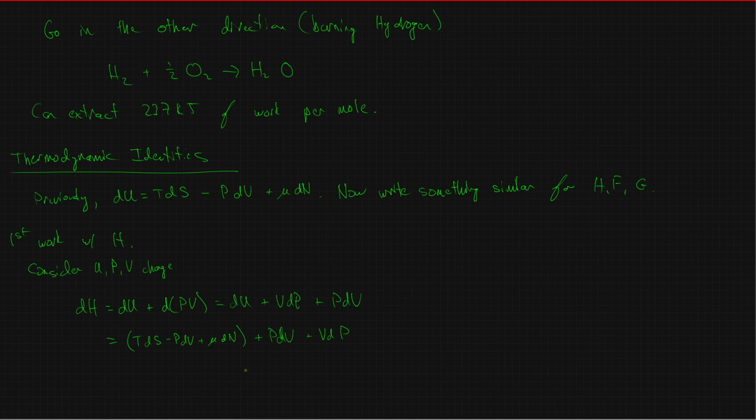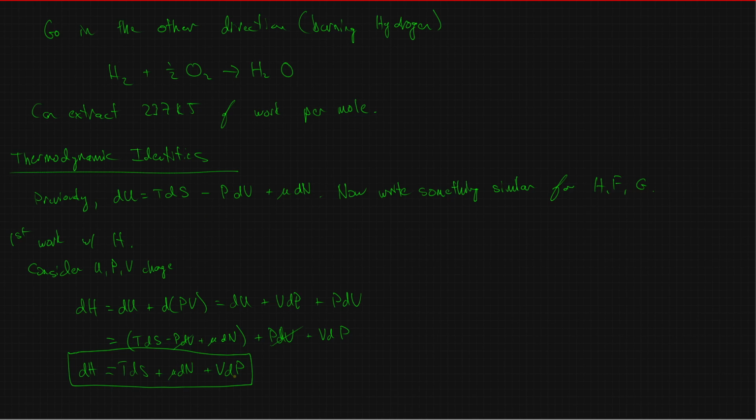Now we see that if we expand that out, we can cancel out this p dV with that p dV. And we just have that T dS plus mu dN plus V dp is equal to dH. So this is the first new thermodynamic identity that we're going to describe. All we're doing is taking the definition for the enthalpy, varying it with respect to its variables, and then using the previous thermodynamic identity to get it into a form that looks like what we had before.